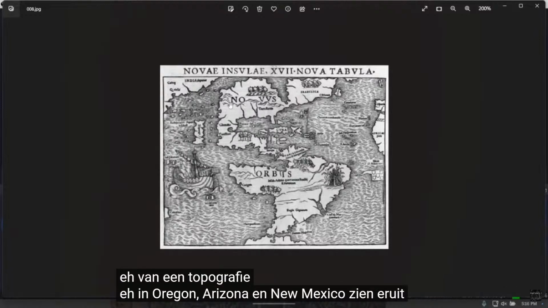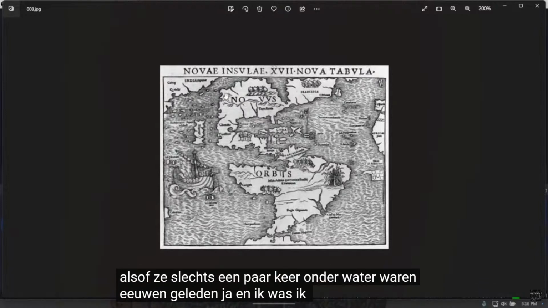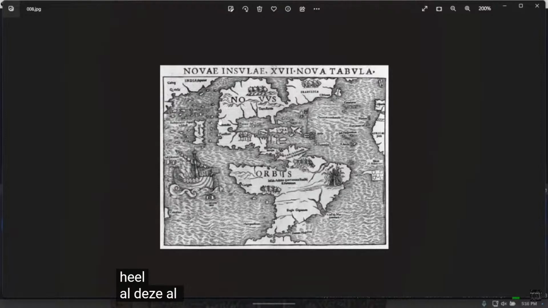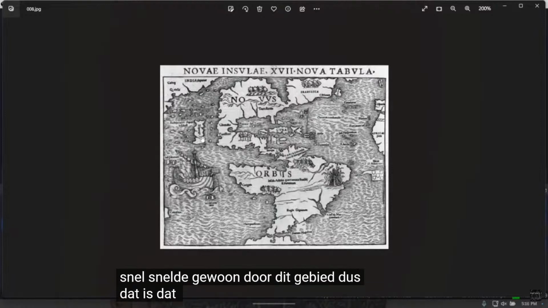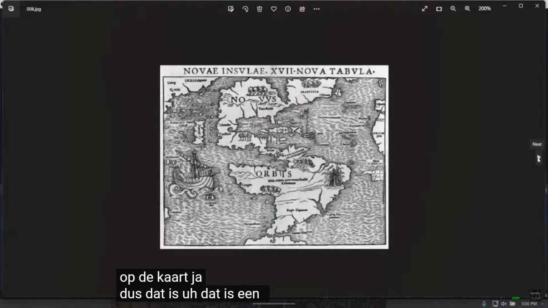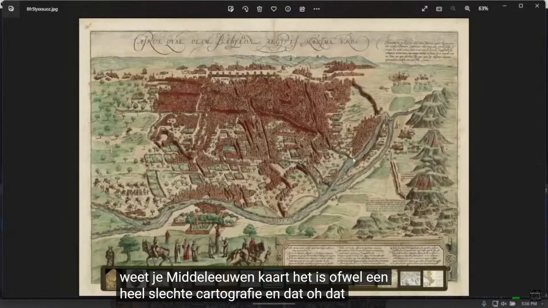Arizona and New Mexico looked just like they were underwater just a few centuries ago. Yeah. And I was videotaping all these anomalies that look like a massive amount of water very quickly rushed through this area. So that's there, and here it is in the map. Yeah. So that is a messed up Middle Ages map. It's either really poor cartography or that is the world we're looking at.